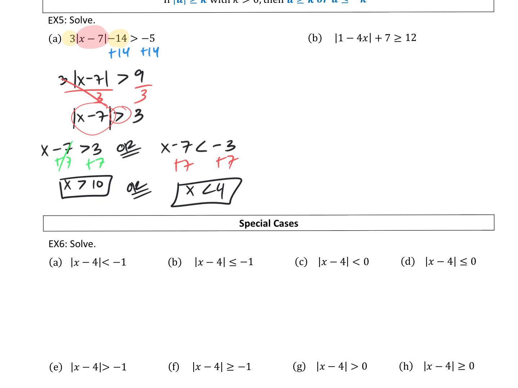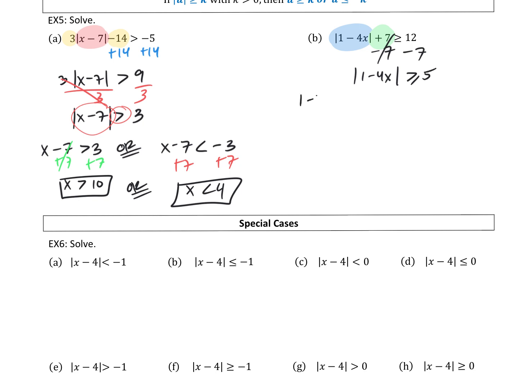So let's see, moving on again to the next one. Our absolute value is still not entirely by itself. We got to get rid of that 7. So let's go ahead and do that. We'll subtract 7 from both sides. Okay, 1 minus 4x is greater than or equal to the 5, and then again setting it up.